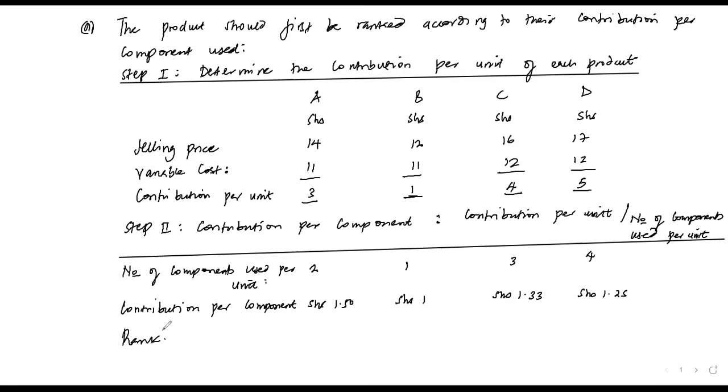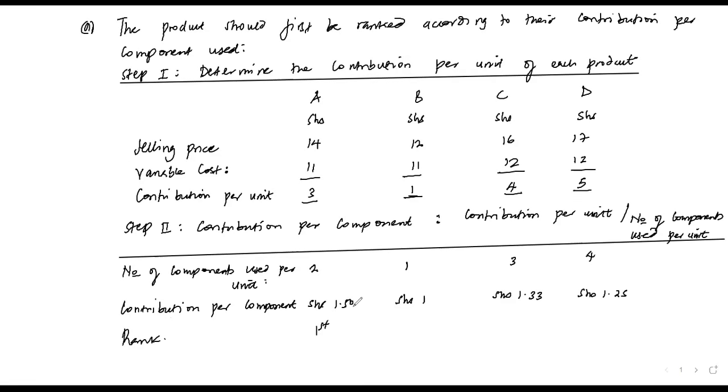The product we rank first, of course, that will be product what? Which product has the maximum contribution per unit of the component? That is product A. So we rank product A. We rank it number 1. So this is our first product to produce.